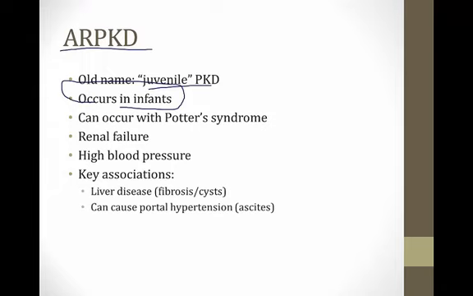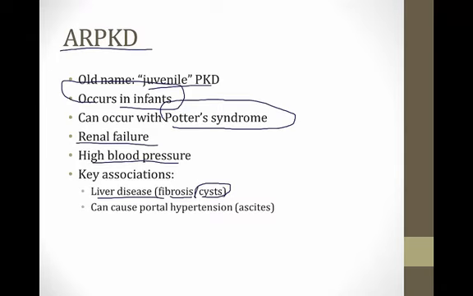If both kidneys are affected, you can get Potter syndrome, like I described before, and the biggest problem among children who have this condition is that they get renal failure and high blood pressure. It has some other associations that you should know. This includes liver involvement, so there can be fibrosis and even cysts in the liver in babies who have ARPKD, and they can also develop portal hypertension and ascites from the liver involvement.